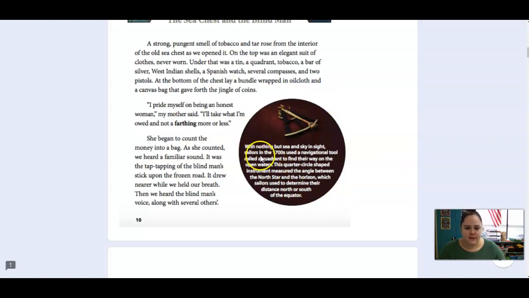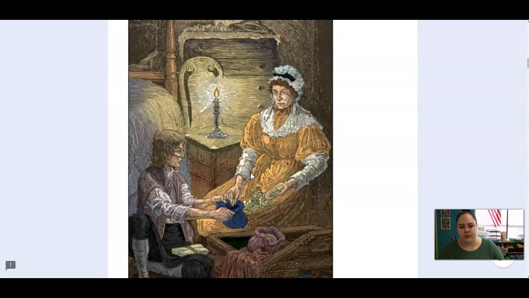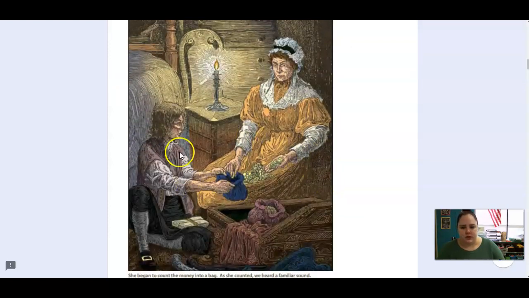We have a picture here. It says, with nothing but sea and sky in sight, sailors in the 1700s used a navigational tool called a quadrant to find their way on open waters. This quarter circle-shaped instrument measured the angle between the North Star and the horizon, which sailors used to determine their distance north or south of the equator. Looks like Jim and his mother, they're going through the treasure chest.